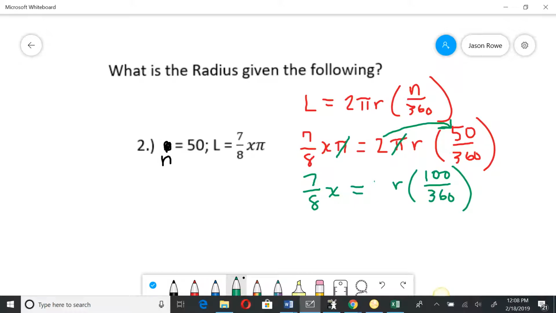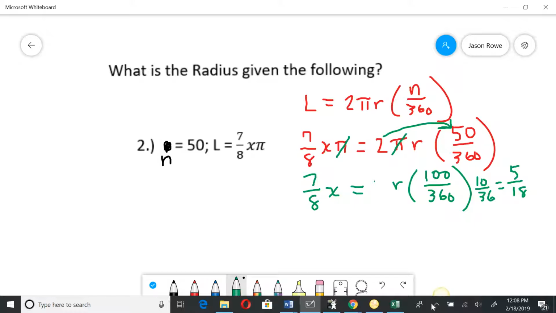Now again, what I want to do is reduce what I can. I know that 100 divided by 360, those are both divisible by 10. So that'll reduce to 10 over 36. And I know that 36 and 10 are both divisible by 2. So that'll actually reduce down to 5 over 18.